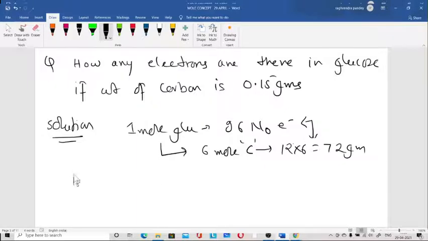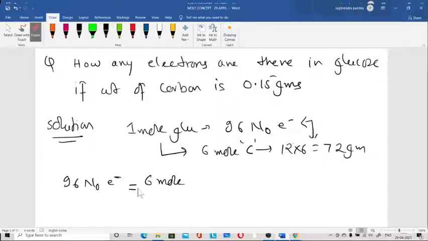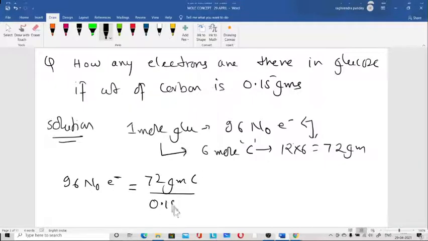So we can write as 96 n naught electrons is equal to, oh sorry, I should write 72 grams of carbon. How much carbon we have? 0.15 grams. So that will give us x electrons. So x you can calculate.